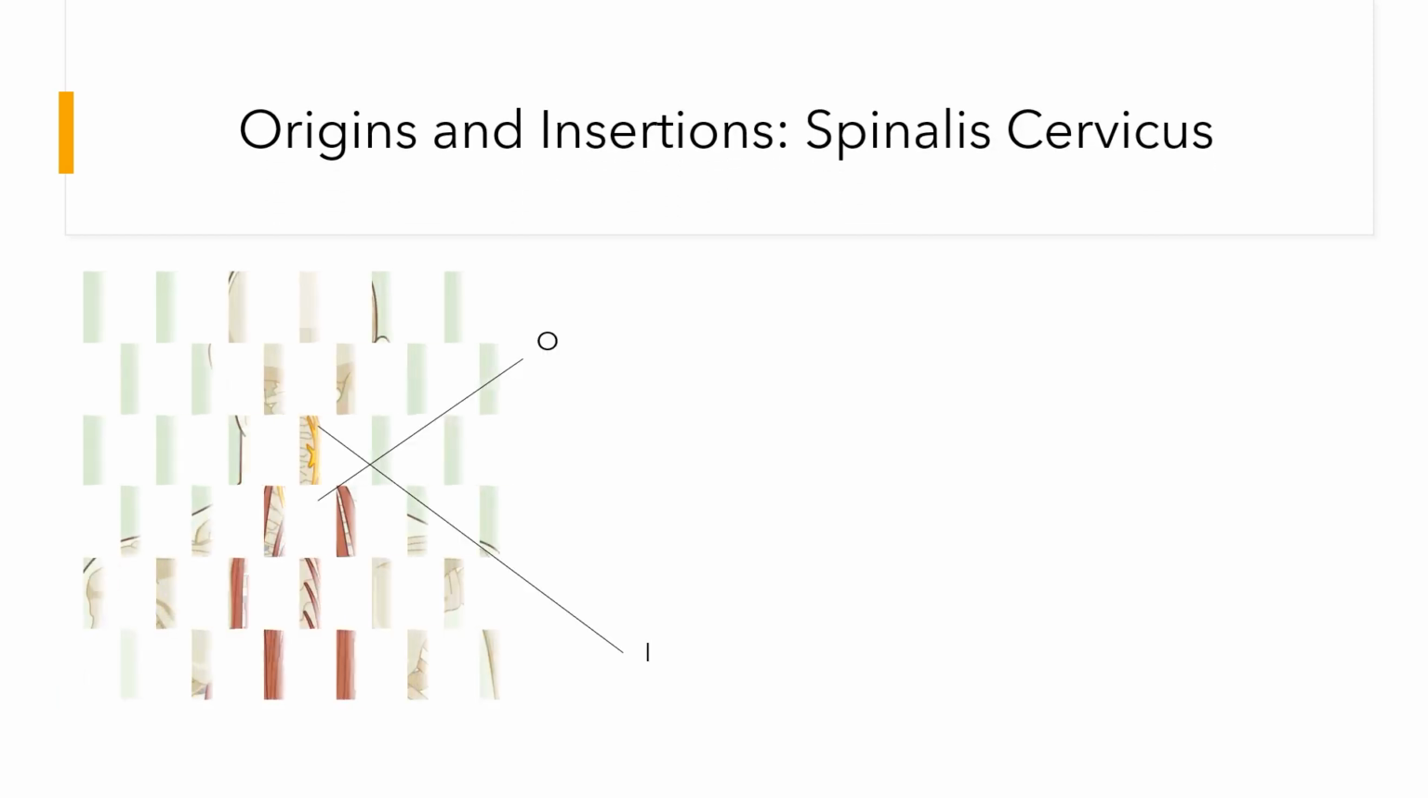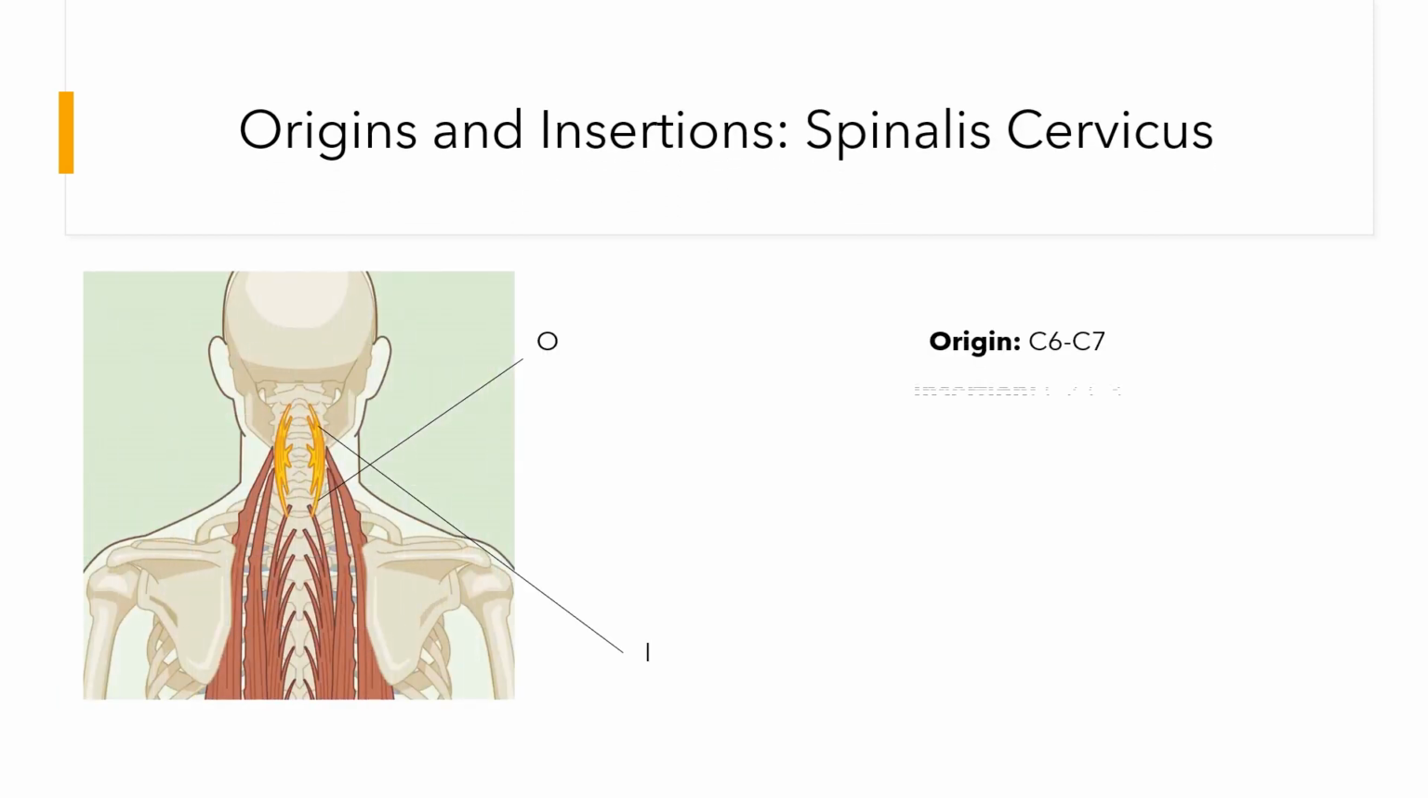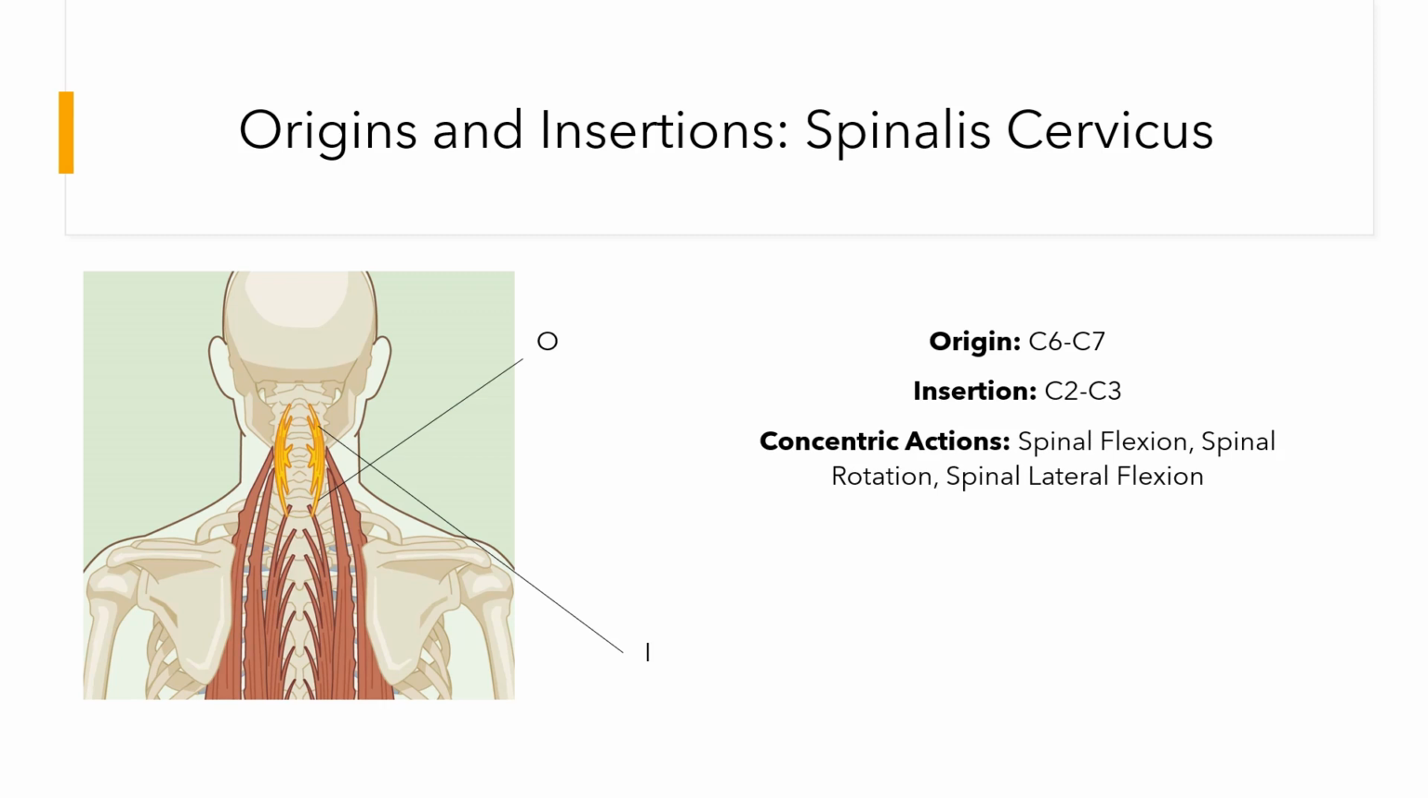So spinalis cervicis, so it's closest to the spine along the cervical, originating in C6 to C7. Then you've got the insertion point at C2 to C3. Very small muscle, responsible for spinal flexion, spinal rotation, and spinal lateral flexion. So by the opposite, you have extension, rotation, and lateral flexion again.